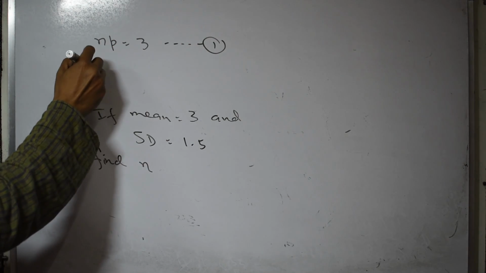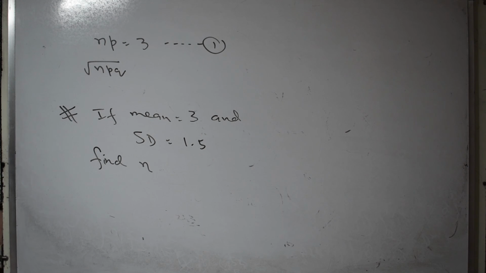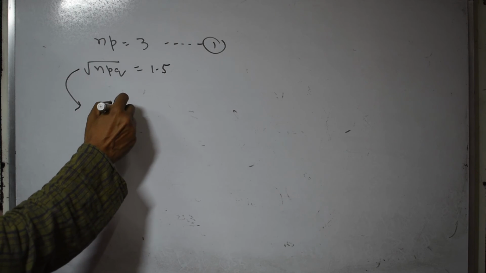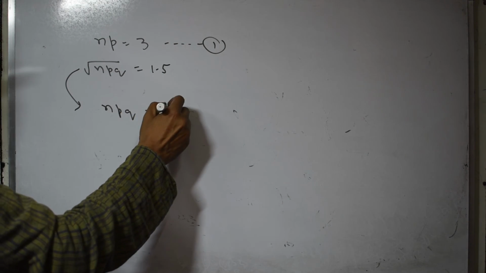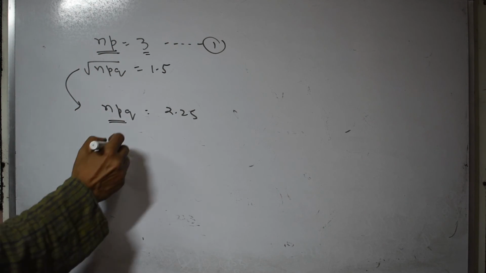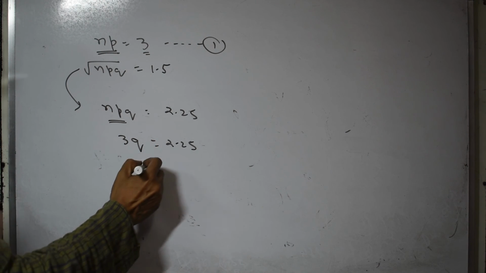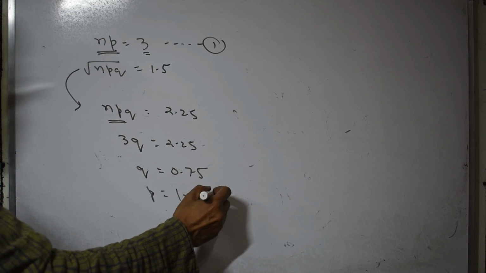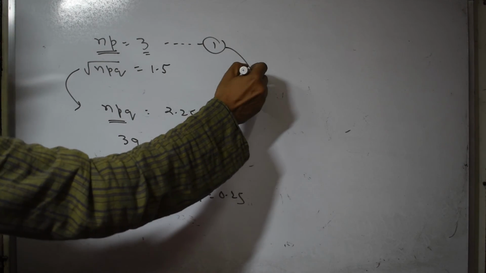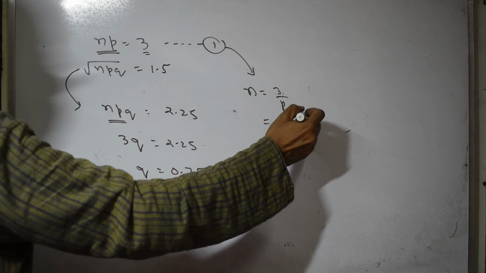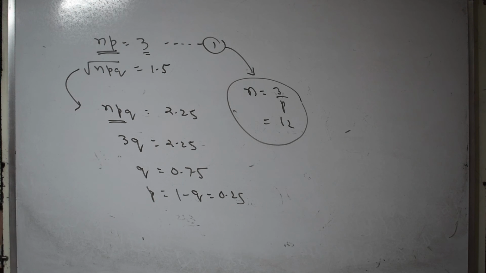This is the first thing, and root over npq is SD, because SD is root over variance, that is given as 1.5. Now if you square it, the root is removed. npq is 1.5 square, that is 2.25. np is 3, so we can replace np as 3. So 3q is 2.25, q will be 0.75. Therefore p is 1 minus q, that is 0.25. Now from 1, we can find n is 3 by p, that is 12. So this is the idea how to find the number n.